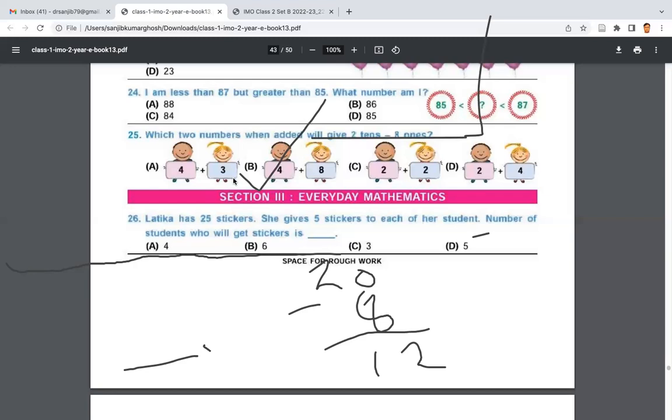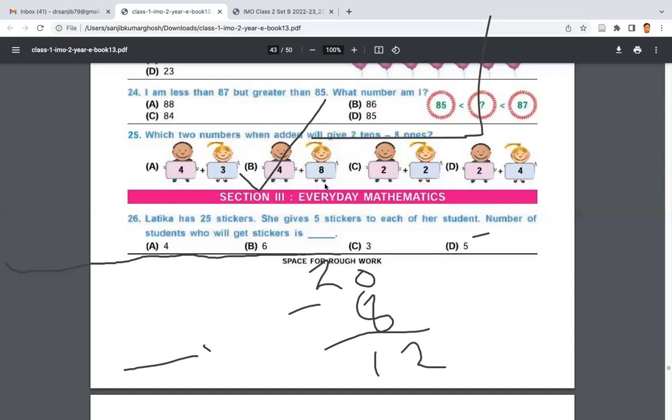4 plus 3 is 8. No, do it again. 4 plus 3 will be equal to? 4 and 3, what will be the result? 7. Very good. 4 and 3 is equal to 7.